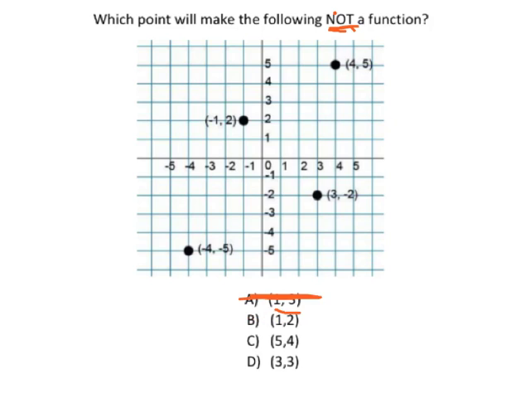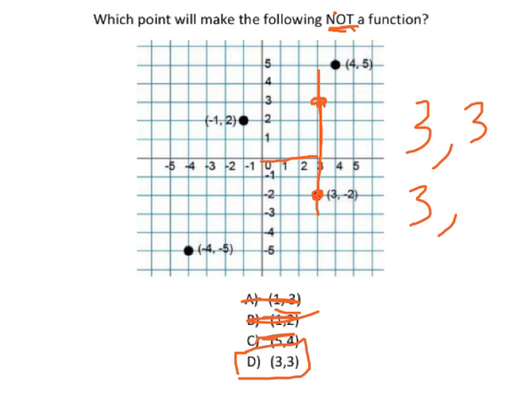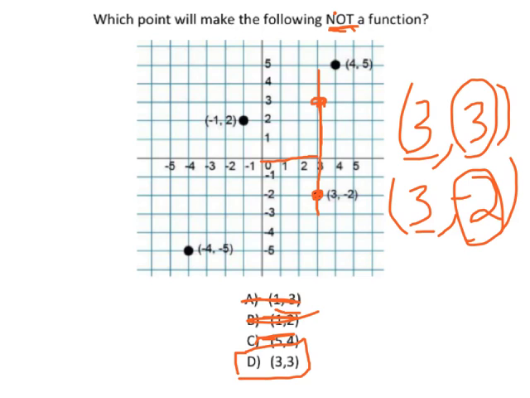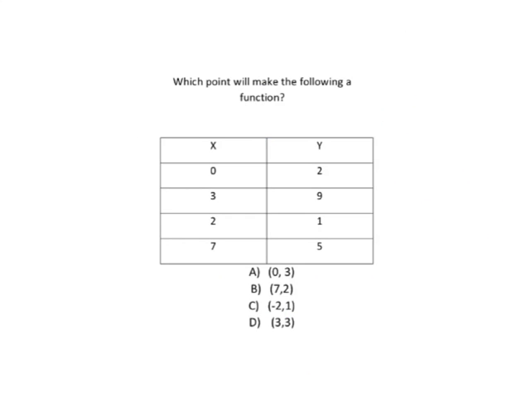And so lastly, let's try the point 3, 3. If we're going over 3 and up 3, for the value of 3, we have 2 points with an x value of 3. So if this was a point on the graph, you'd have the point 3, 3 and 3, negative 2. So when x equaled 3, how many y values would there be? 2 different y values.